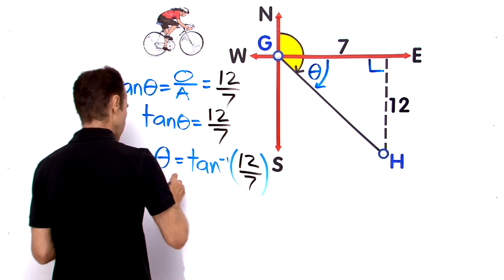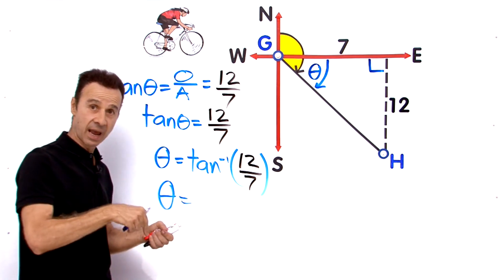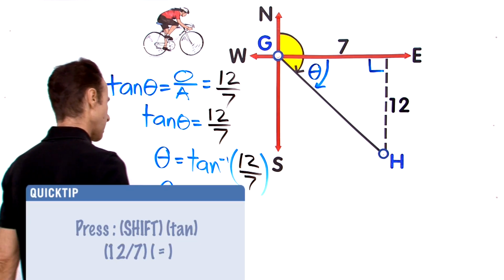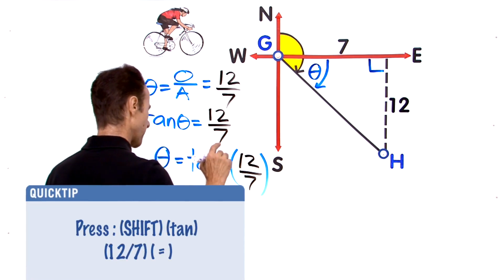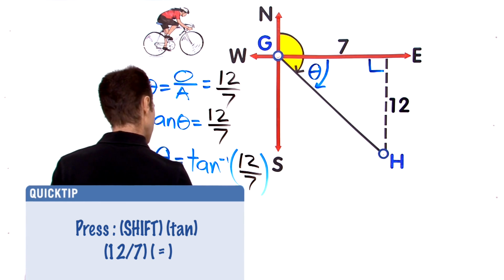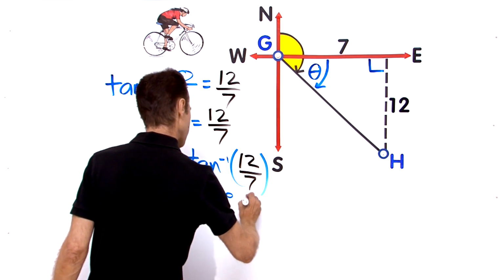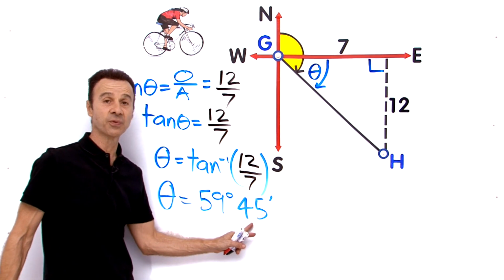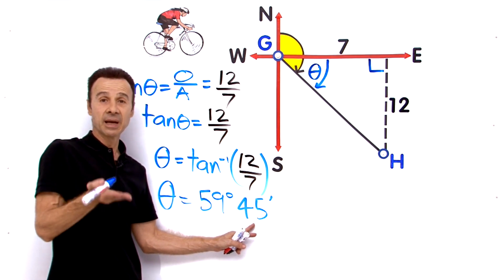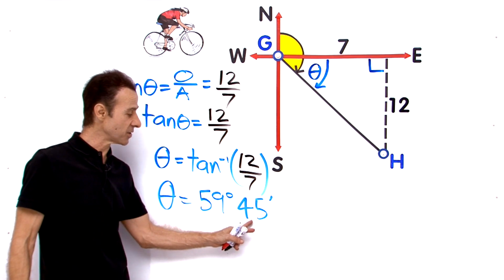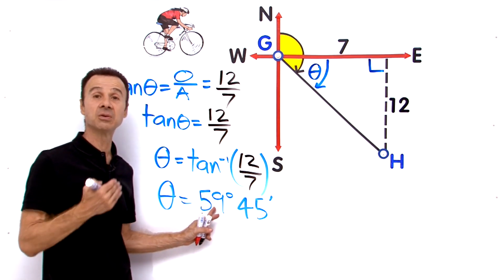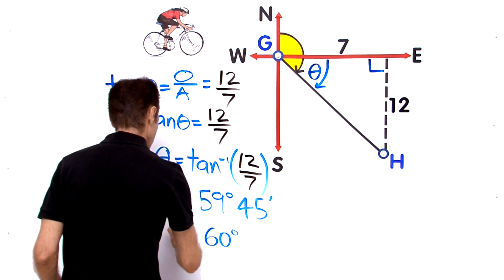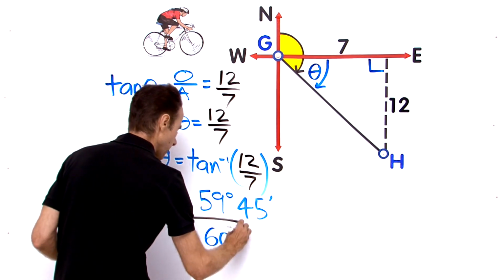So we put that in our calculator. Shift tan, or inverse tan, 12 over 7, that's going to give us a value for the angle theta, and when you press degrees minutes, it's going to be 59 degrees and 45 minutes. Now we want it to the nearest degree. If you look at the minutes, it's 45. 45 is above 30. Anything above 30, you round up. So 45 is going to round that up from 59 to 60 degrees. So it's rounded up to the nearest degree. So theta equals 60 degrees.